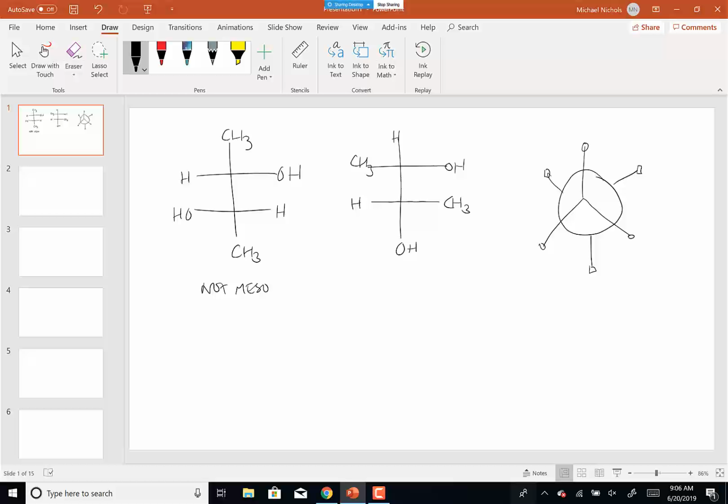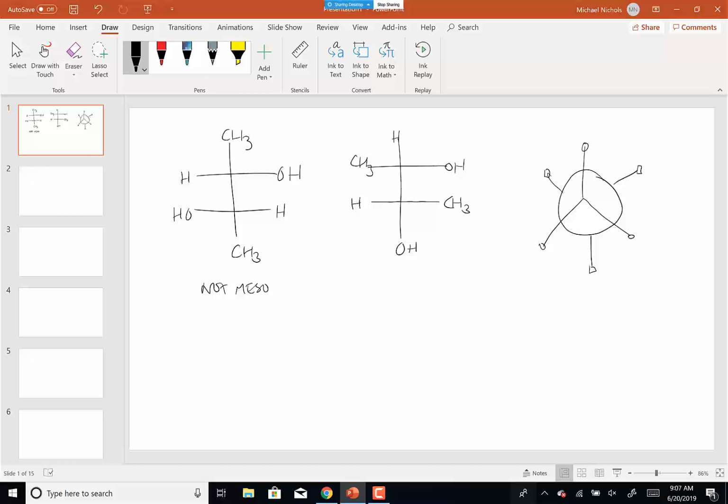Now what about the one on the right? Is it meso or not meso? Not meso? Meso? When you rotate, for example, if you could rotate the bottom of something, you can only rotate that once, correct? No, you can rotate as many times as you need to try and line up the groups.